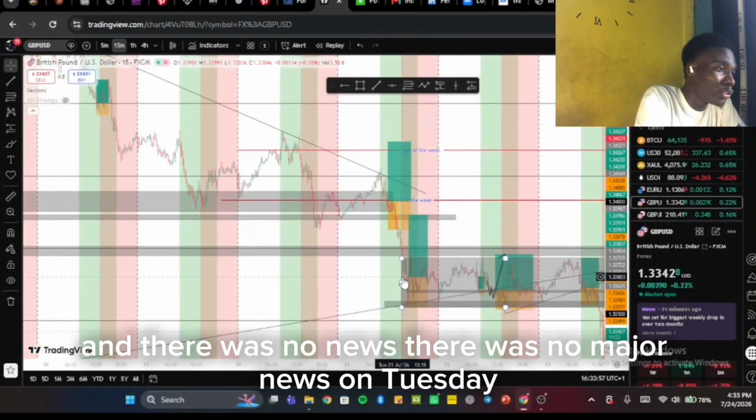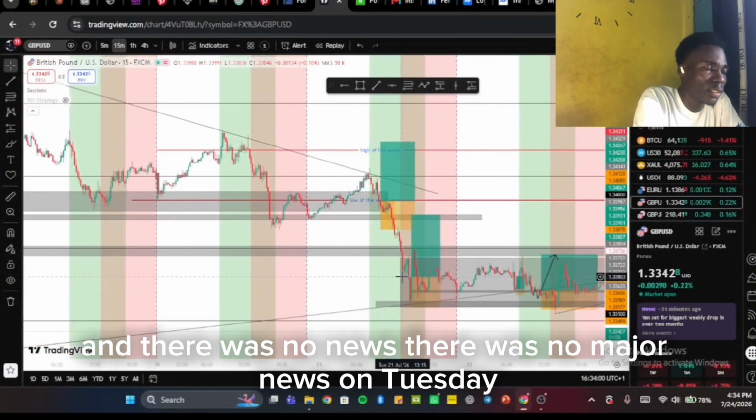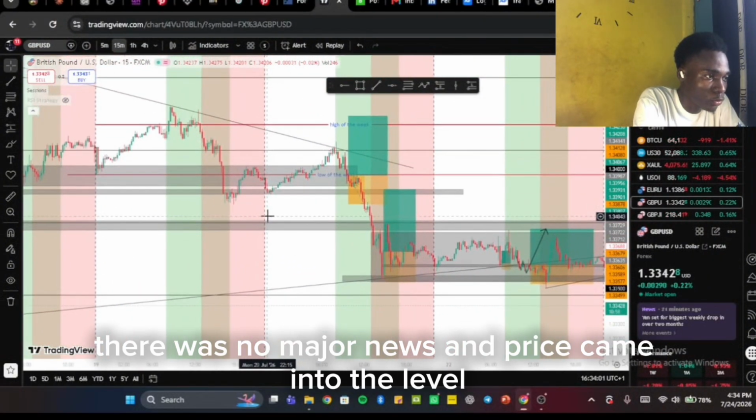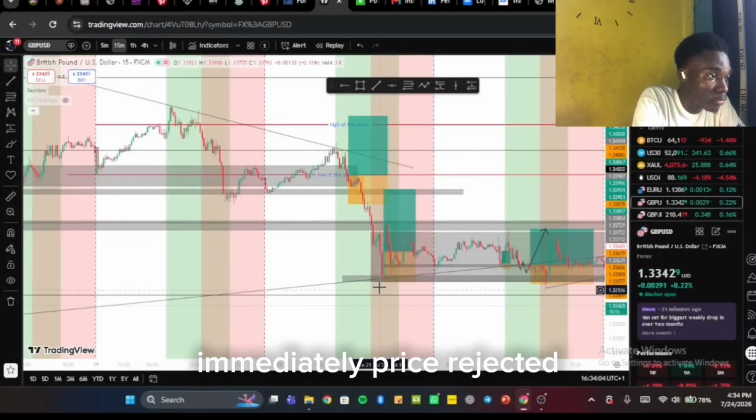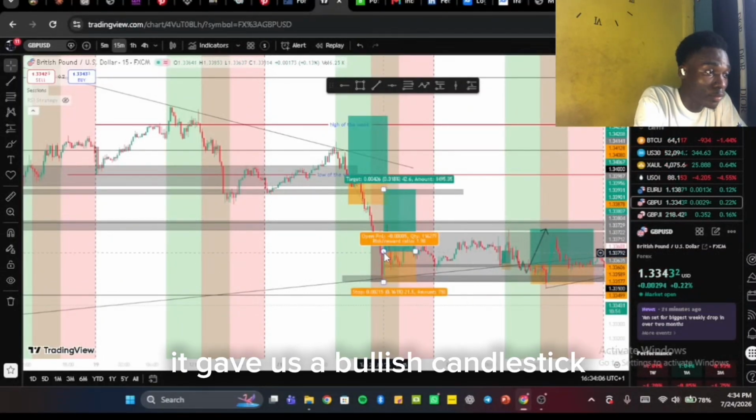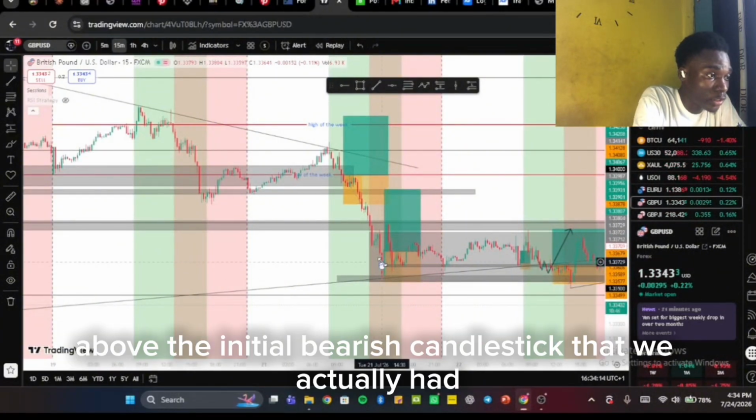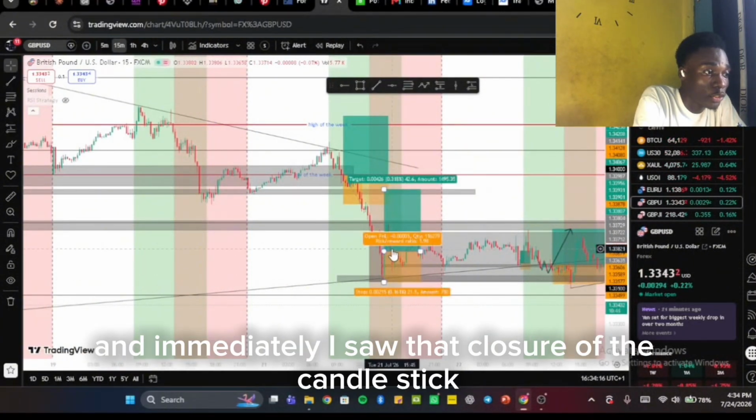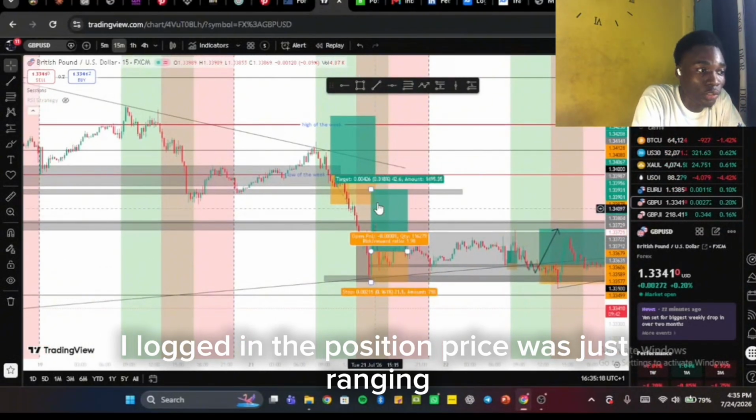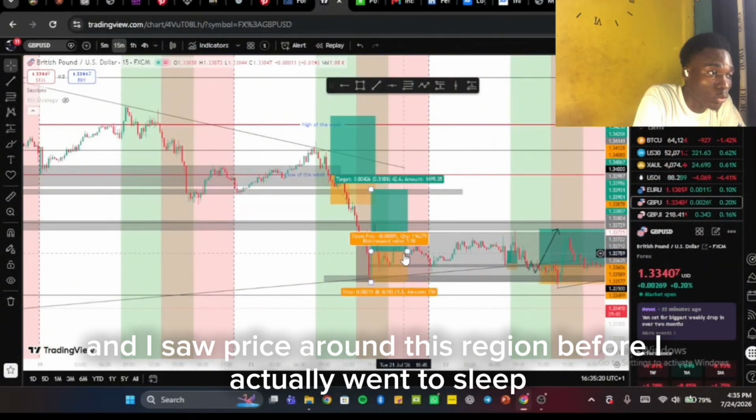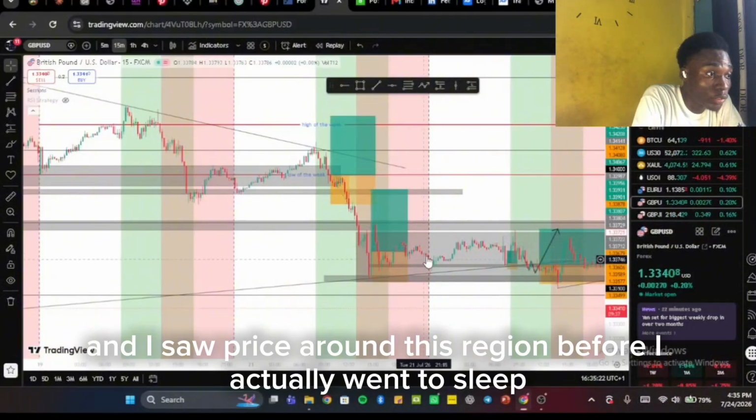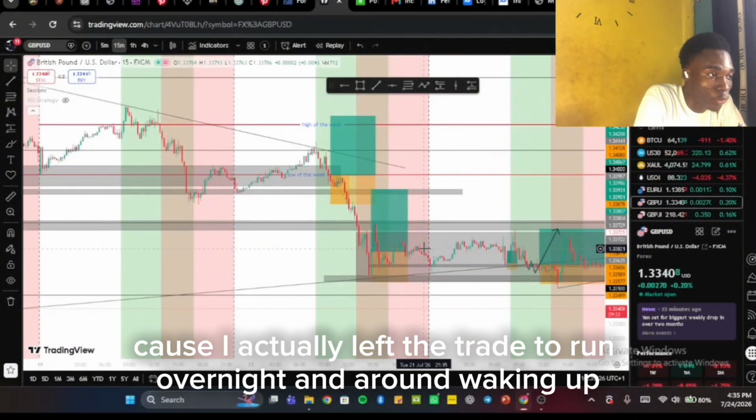There was no major news on Tuesday. Price came into the level, immediately rejected, and gave us a bullish candlestick that closed above the initial bearish candlestick. Immediately I saw that closure of the candlestick, I logged in the position. Price was just ranging, and I left the trade to run overnight.